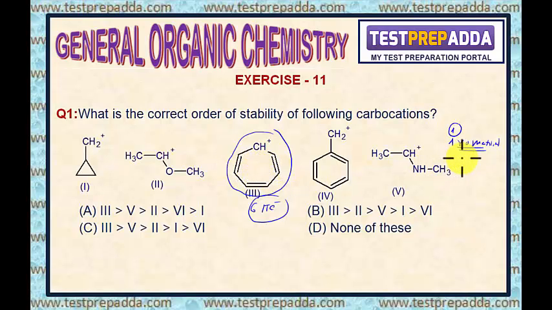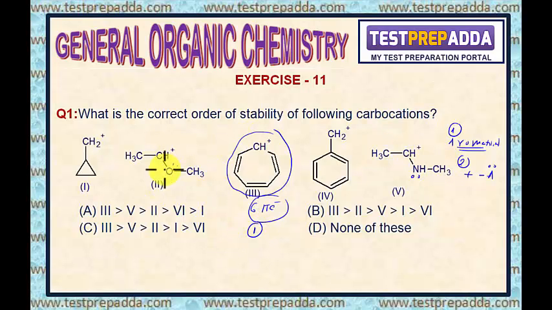Then you check that plus is attached with any heteroatom having unshared pair of electrons. For example, oxygen, nitrogen. Here you can see this carbocation is attached with oxygen having unshared pair of electrons, as well as here this carbocation is also attached with an atom having unshared pair of electrons. So first this will be number 1, and then these two.